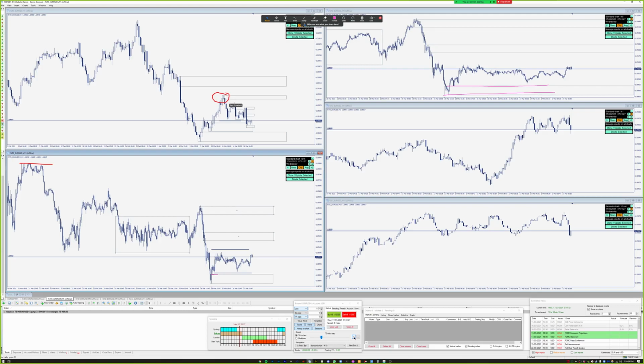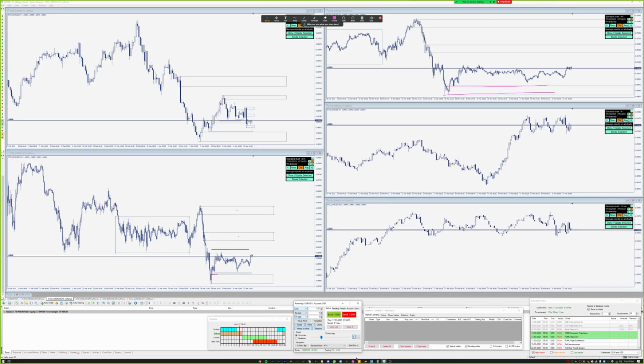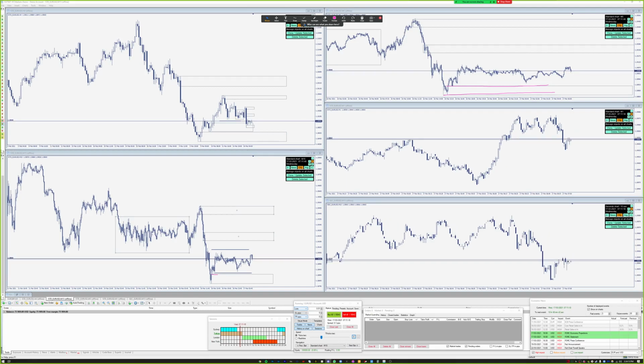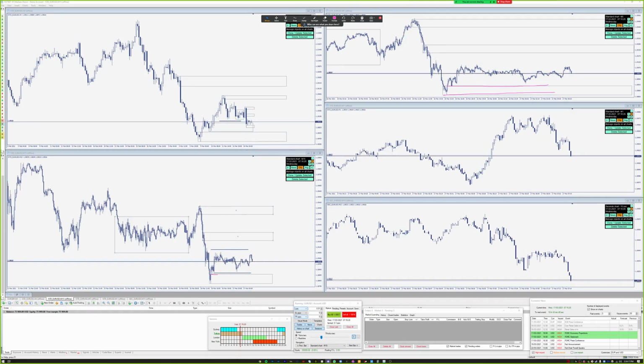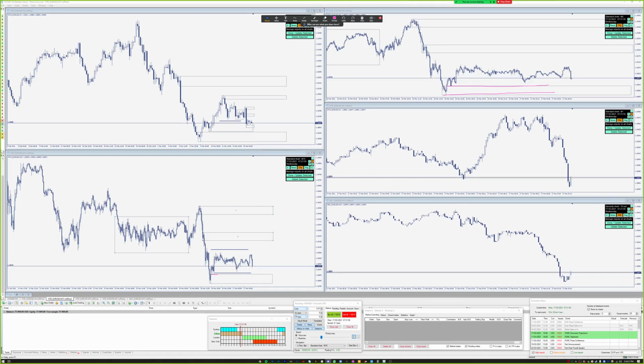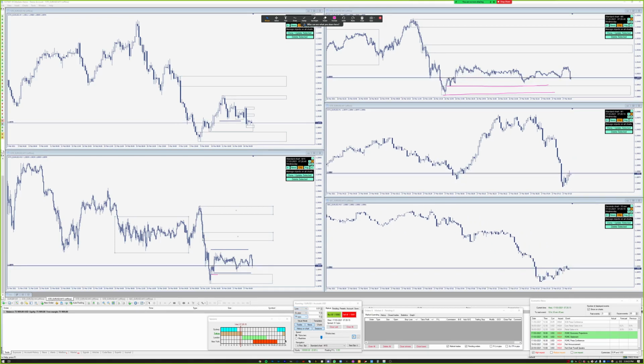There's some form of liquidity sitting above. So we have had a reaction off of this already, but price, as you can see, is really bullish. Obviously, we've broken to the upside. So let's see what happens.